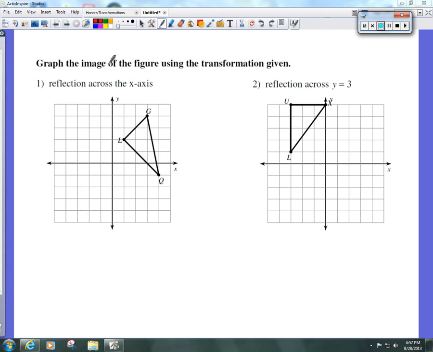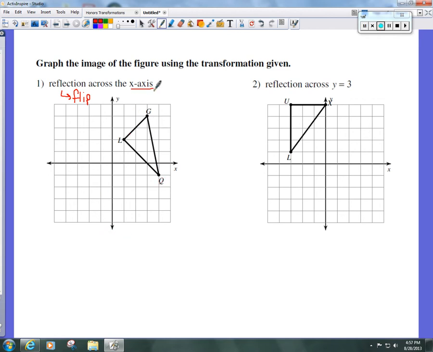It says graph the image of the figure using the transformation given. So a reflection across the x-axis. Reflection is just a fancy word for flip. So basically I'm going to take these points Q, G, and O, and flip them across the x-axis.